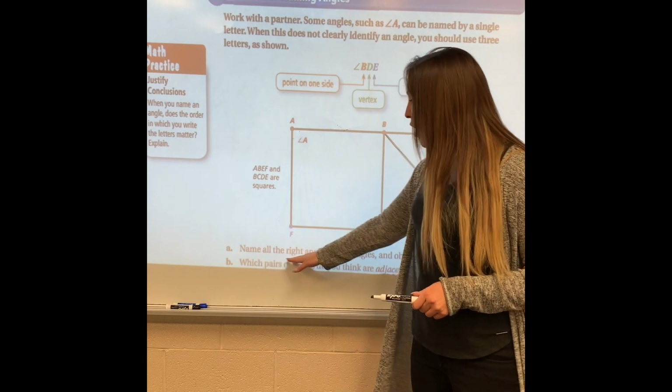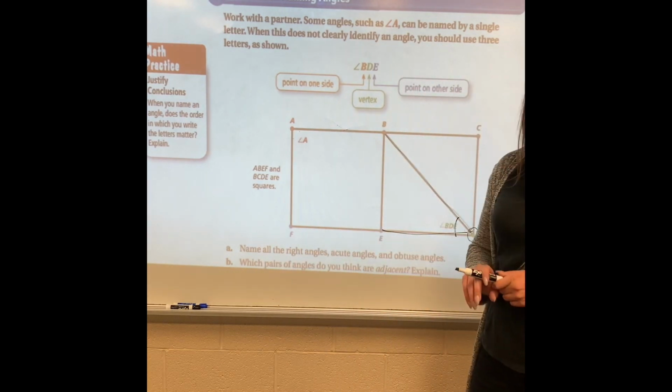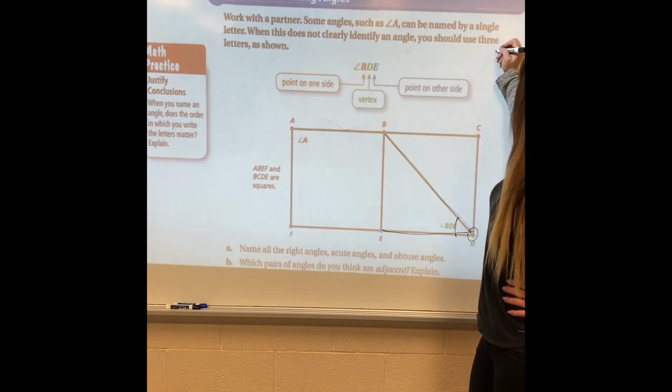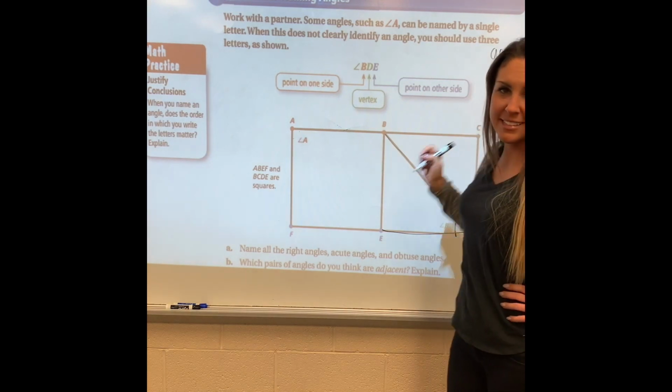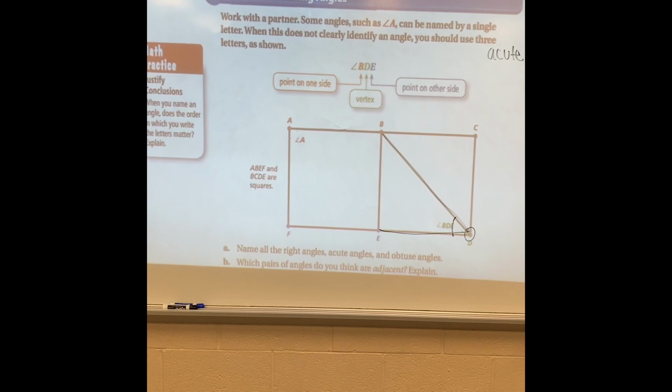It says name all of the right angles, acute angles, and obtuse angles. So what you'll need to do is make a space on your paper and write acute. I'm hoping that you can see this. And you can, but barely. So I'm going to move you over.